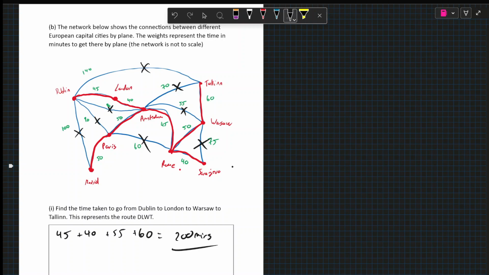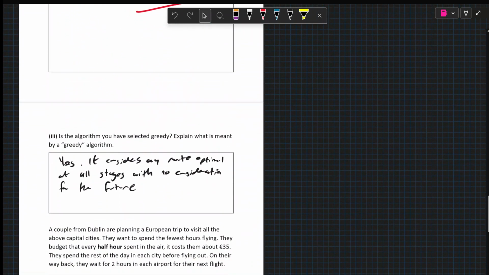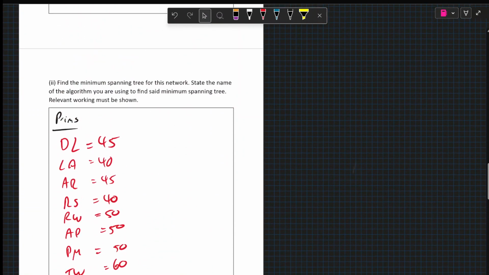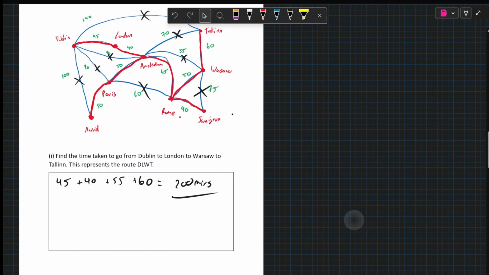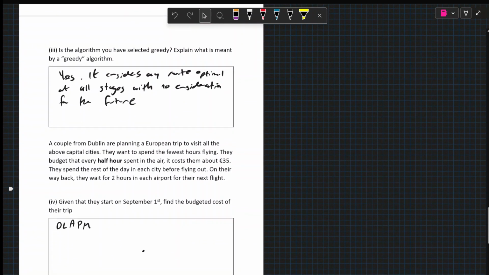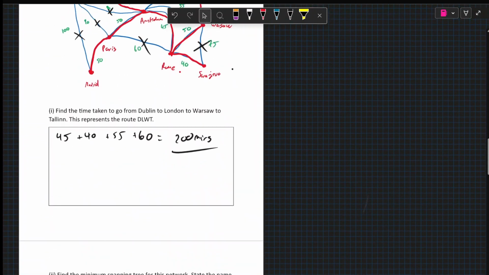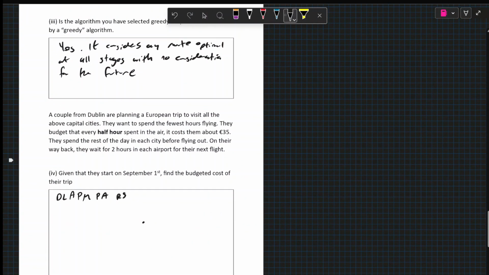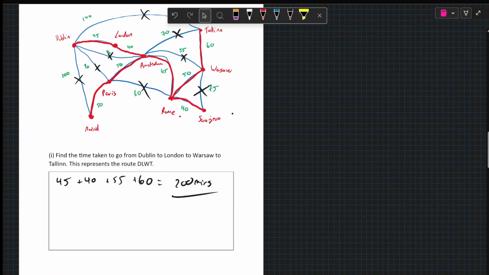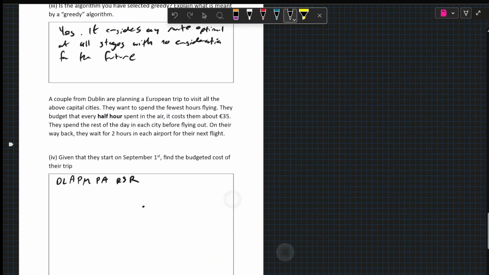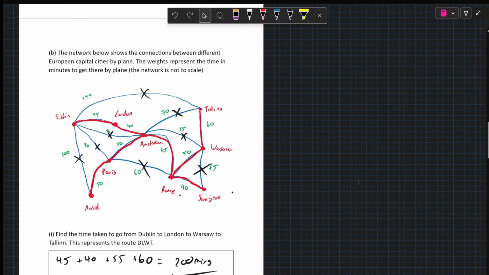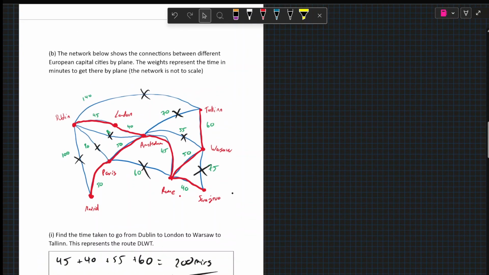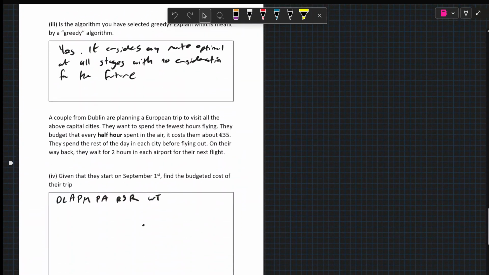Okay, so if they go Dublin, London, Amsterdam, Paris, Madrid. So let's see. Dublin, London, Amsterdam, Paris, Madrid. And then back to Paris and then Amsterdam again. Then they go Rome, Sarajevo, Rome. And then Warsaw, Tallinn. And then obviously to get back, 70, 110, 155. So actually, it says to use the minimum spanning tree.